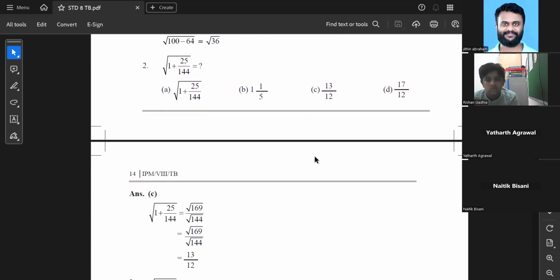Proceeding further. Sir, yes, tell me. If it was multiplication in between, then the answer was 5 by 12. If we did multiplication, it could have been 5/12. Yes, correct, it would have been 5/12.